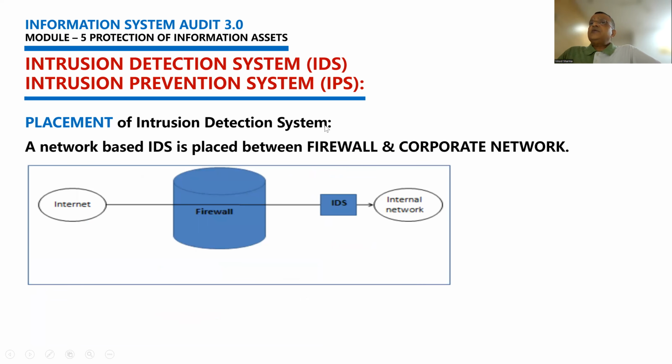Another type of placement of the intrusion detection system is that you have the internet, then you go directly into the firewall. Traffic which comes from the firewall again goes into the intrusion detection system before it goes into the internal network. Again, it's a corporate and policy decision how you place your IDS. Ideally, internet, IDS, firewall and internal network works best.